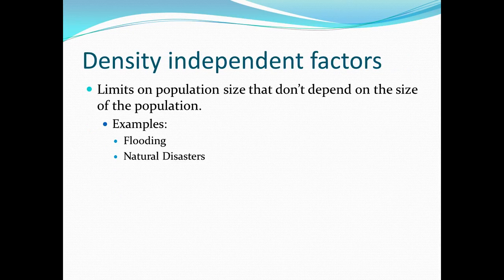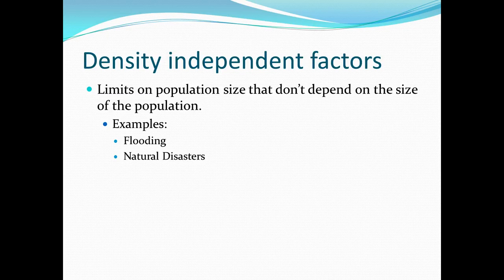The second one is called density independent factors. Density independent factors don't care about how big your population size is. These are usually natural disasters, weather events, things like that. So if a rainstorm is going to wipe out half of your population, then it's going to wipe out half of 50, which will be 25, half of 1,000 will be 500. It's still going to wipe out a large number of your population, and it will limit how big your population can get.